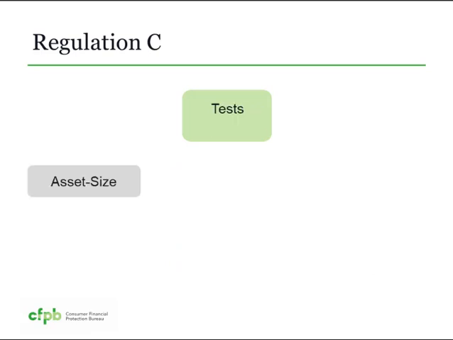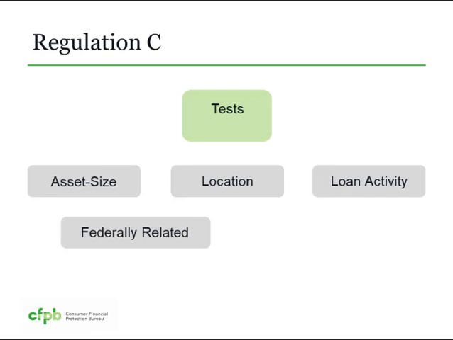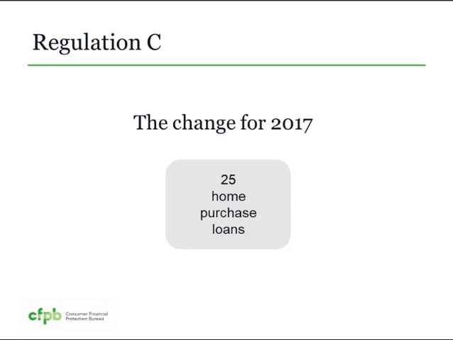Under this first phase, a depository institution was not required to collect, record, and report HMDA data unless it met the asset size test, location test, loan activity test, federally related test, and it originated at least 25 home purchase loans, including refinancings of home purchase loans, in both 2015 and 2016. The only change for 2017 was the addition of the threshold of at least 25 home purchase loans.